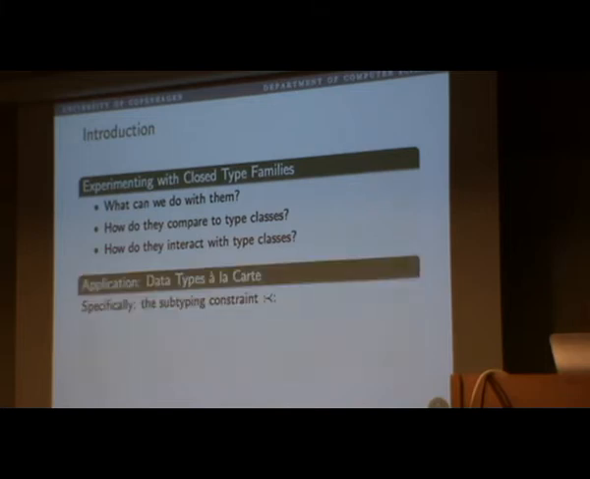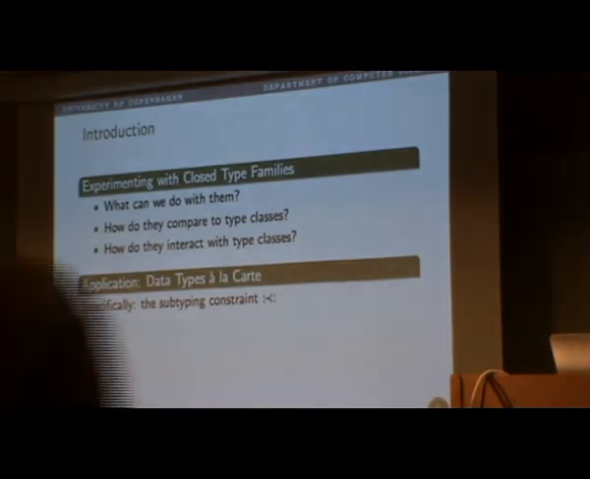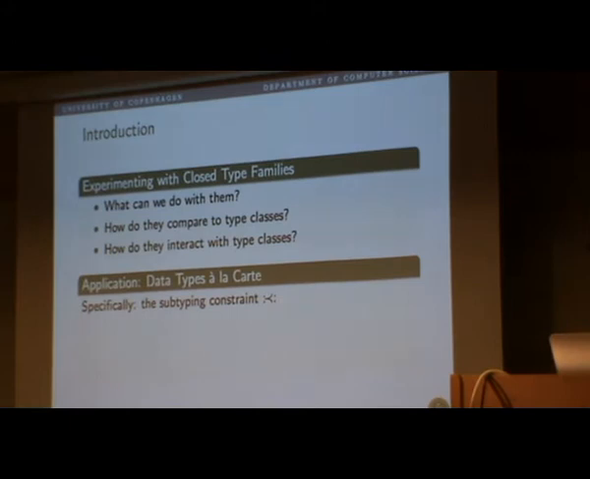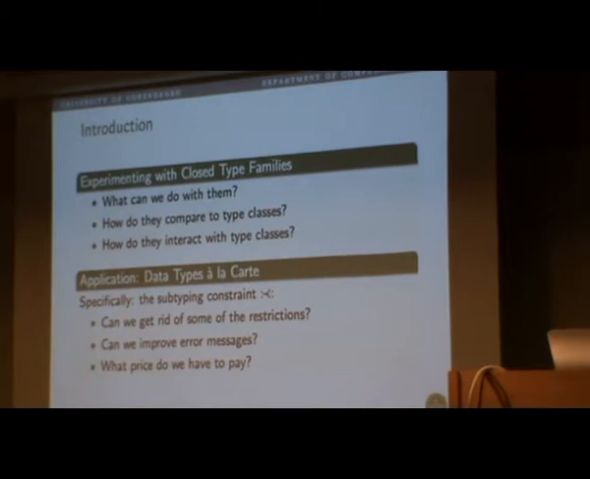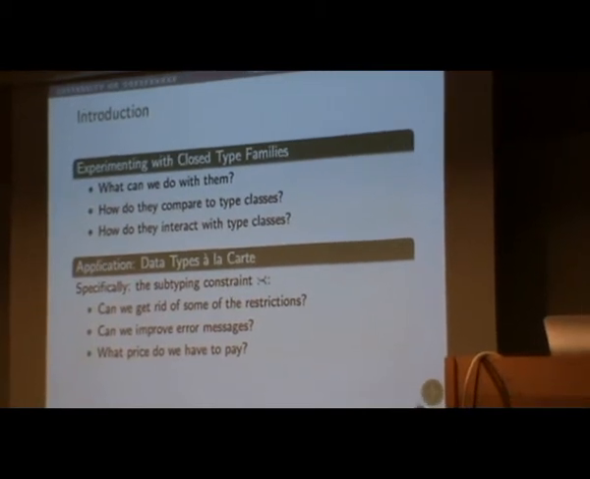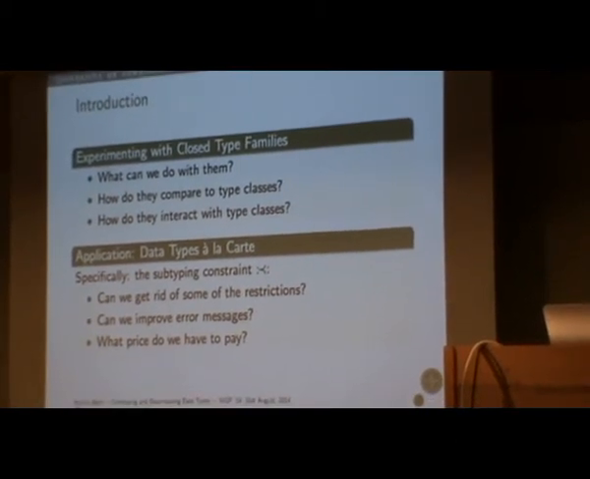I actually want to provide some code, and I want to apply this particularly to Data Types à la Carte, specifically to the subtyping constraint that we find there, which is one of the cornerstones of Data Types à la Carte. The question I was asking myself is, this subtyping constraint is implemented using type classes, and thereby it comes with a set of restrictions because of that. And I was wondering, can we get rid of some of the restrictions? Can we maybe improve some of the errors?